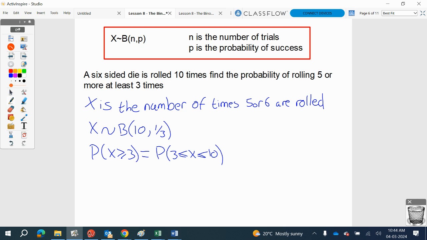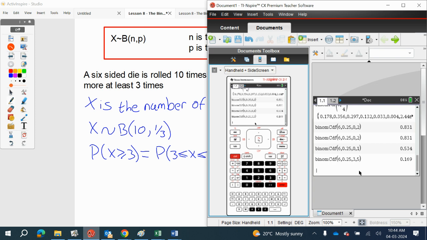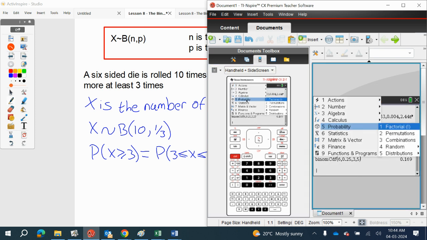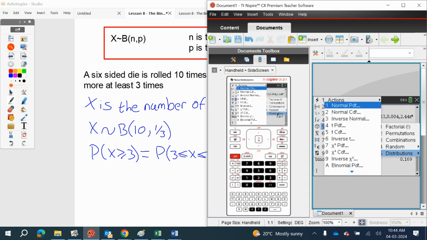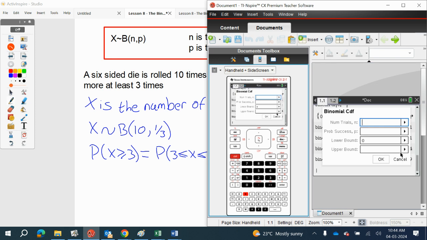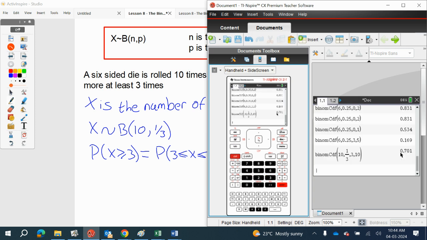So then we can just do it on our calculator now. Menu, probability, distributions. We want binomial CDF. We want to collect a few values together. We've got 10 trials. Our probability of success is 1 over 3. Our lower bound is 3. Our upper bound is 10. Our answer is 0.701.